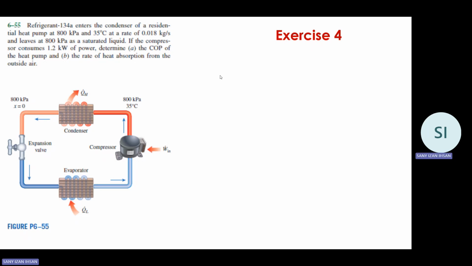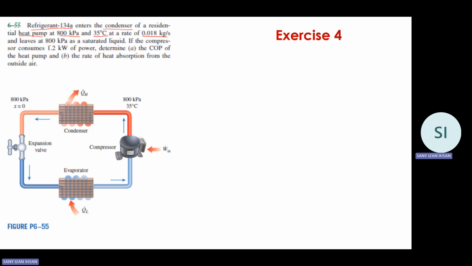Okay, problem 6-55. Refrigerant 134A enters the condenser of a residential heat pump at 800 kilopascal. So we have refrigerant 134A entering the condenser, and it is basically a heat pump. The values are 800 kilopascal and 35 degrees Celsius. You have the mass flow rate also, 0.018 kilogram per second.